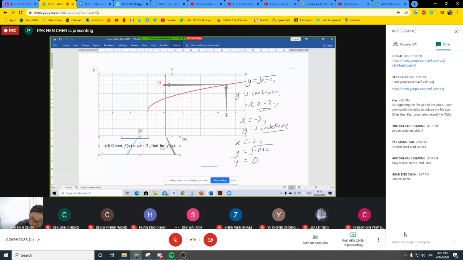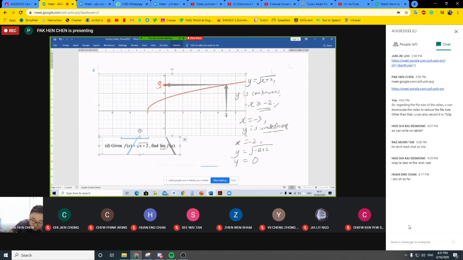Yes, okay, because if we work it out, the limit as x approaches 7 of the square root of x plus 2 then we have the square root of 7 plus 2, isn't it? Can I write it in this way? Correct or not? No, cannot, because you already start to substitute, isn't it?